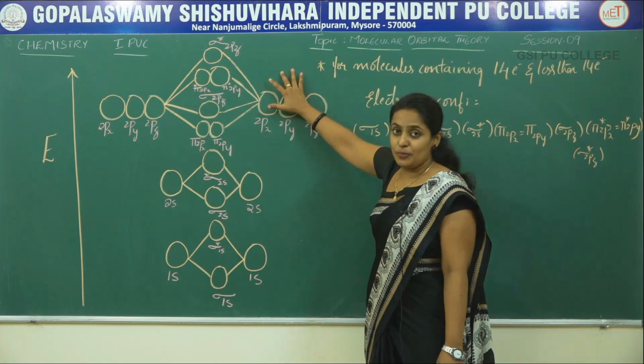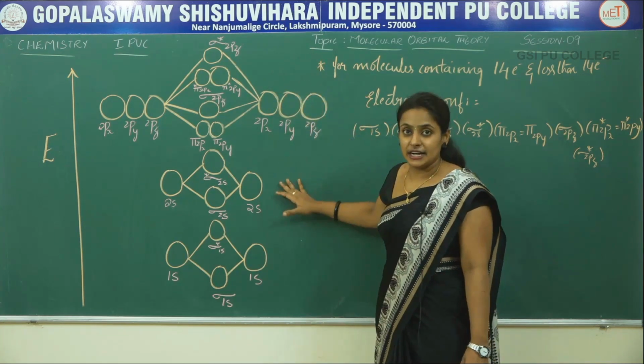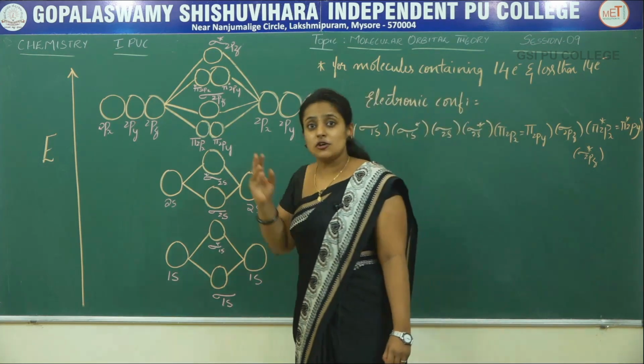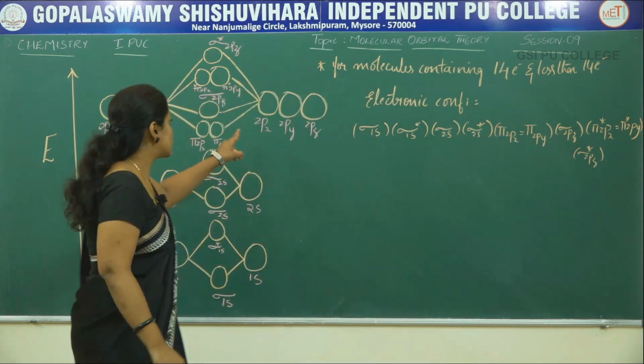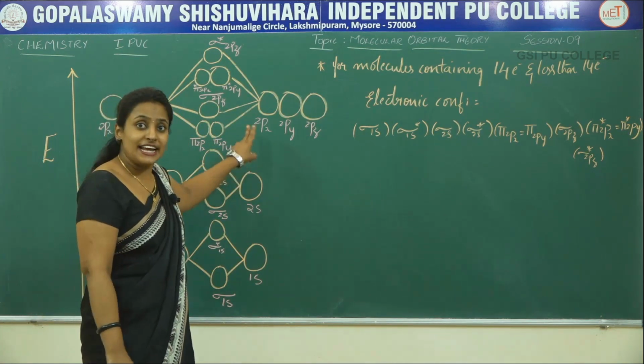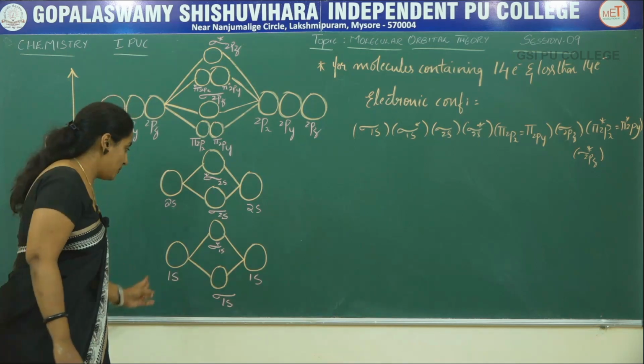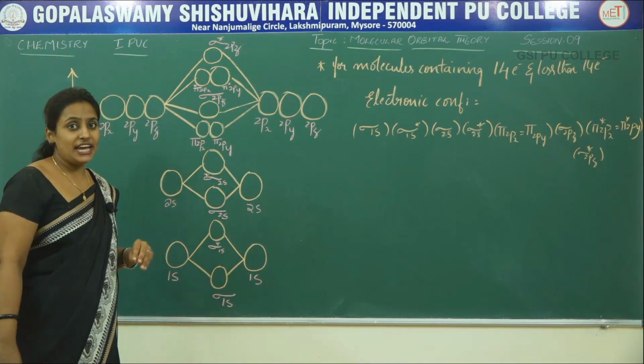So this would be the energy level diagram for molecules containing 14 electrons or less than 14 electrons. This is called the molecular orbital energy level diagram. The energy level diagram has been formed in the increasing order of energy.